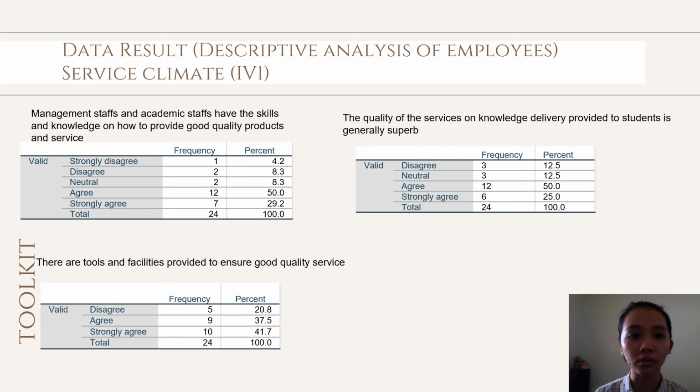Now I'm moving on to the descriptive analysis of employees for service climate, or IV1. In this section, most of the lecturers agree and strongly agree with all the statements. For example, in question 1, management staff and academic staff have the skill and knowledge on how to provide good quality products and services. For this question, about 50% of the lecturers agree with this statement.